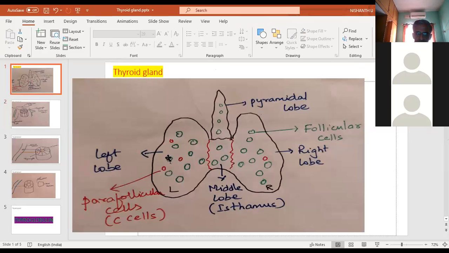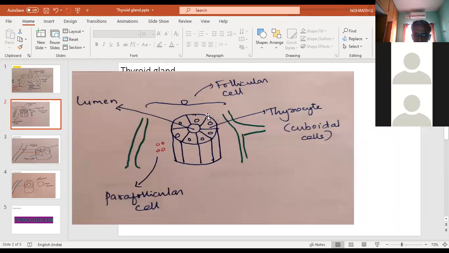Observe carefully again, I repeat. So here is the follicle. I have taken one single follicle and drawn it here. You can see that it is a rounded structure. You can see 1, 2, 3, 4, 5, 6, 7, like that, 6 or 7 or 8 cuboidal cells combined together to form a rounded structure. In the middle, you can see the lumen. That means it is a tube-like structure, and one lumen is shared by nearly 6 or 7 cuboidal cells. Each and every cuboidal cell we call a thyrocyte. Several thyrocytes combined together form a follicle.